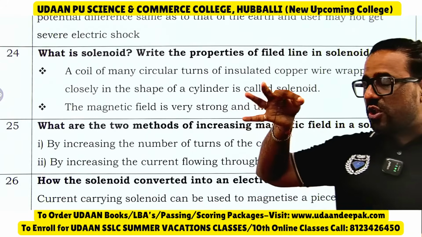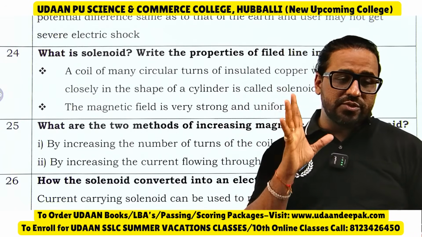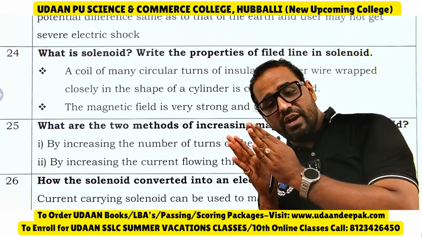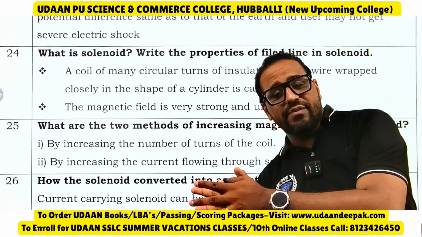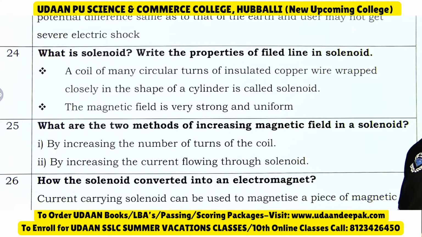Then what is solenoid? Again, it is a fixed question. Solenoid, and write the properties of solenoid. Everyone should remember the magnetic solenoid. A coil of many circular turns of insulated copper wire wrapped closely in the shape of a cylinder is called solenoid. The magnetic field is very strong and uniform.